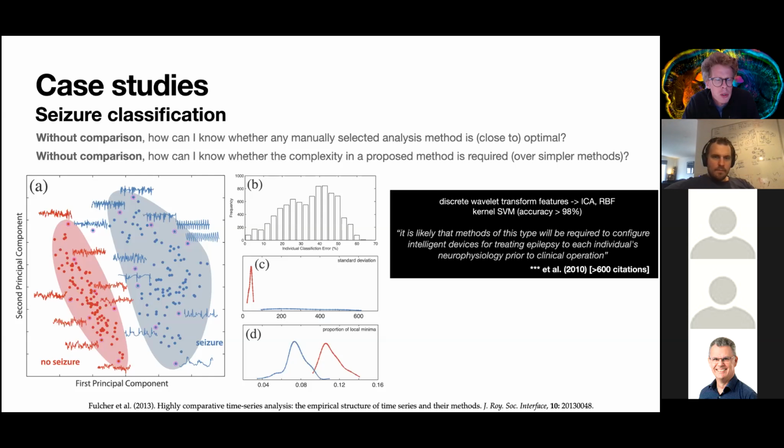So when we tried to reproduce the same task, you can see there in panel C that the standard deviation of the data is getting 100% accuracy. It's completely separating the seizure and no seizure time series. So in this case, you get a highly cited paper saying you should do wavelet transforms, Lyapunov exponents, independent components analysis, radial basis function kernel SVM. And we're going, you could just put a threshold on the standard deviation and get 100% accuracy. You don't need to do all this and get 98% accuracy.